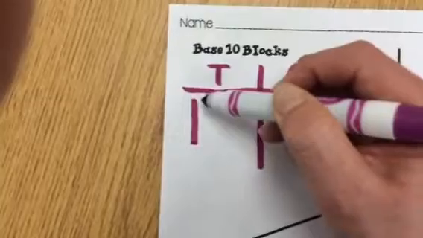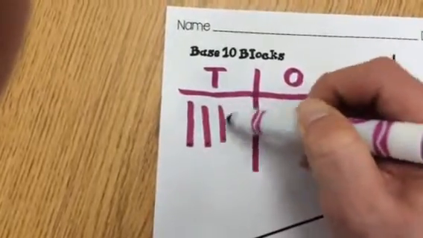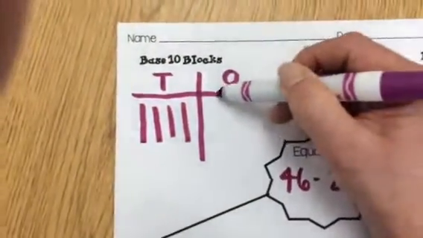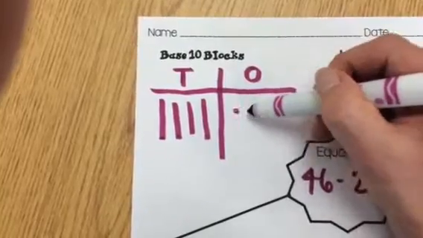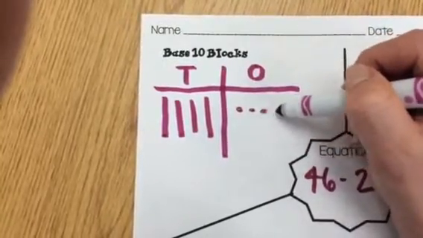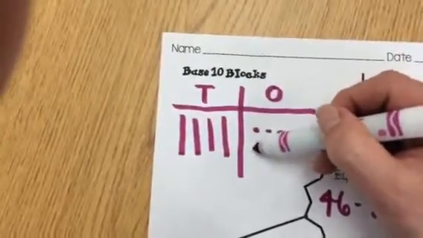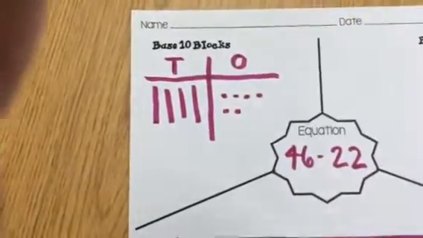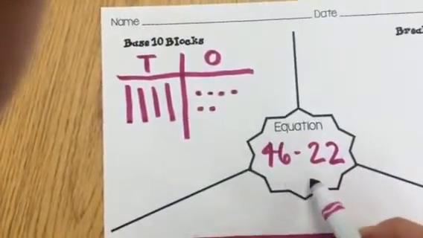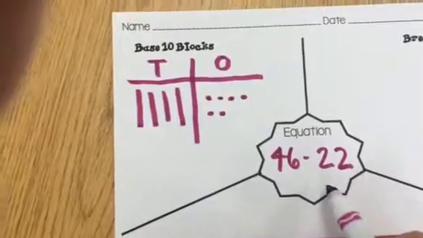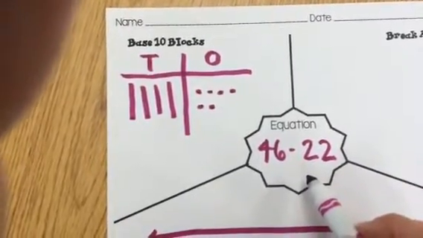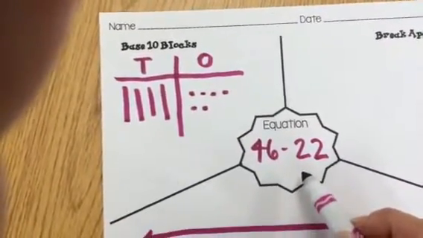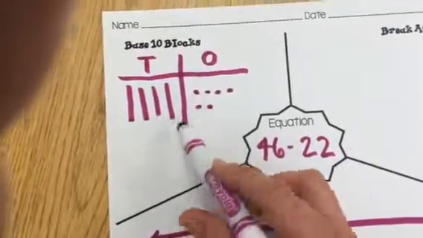But we have 4 tens: 10, 20, 30, 40. We also have 6 ones, which we represent on paper as dots: 1, 2, 3, 4, 5, and 6. Okay, but what we're going to do is we're going to take 22 away. So in this case, we're not going to draw 22. We're going to cross it off from the 46 we've already drawn.